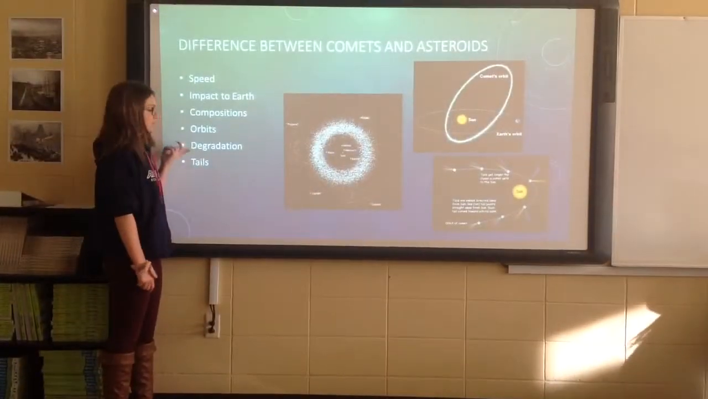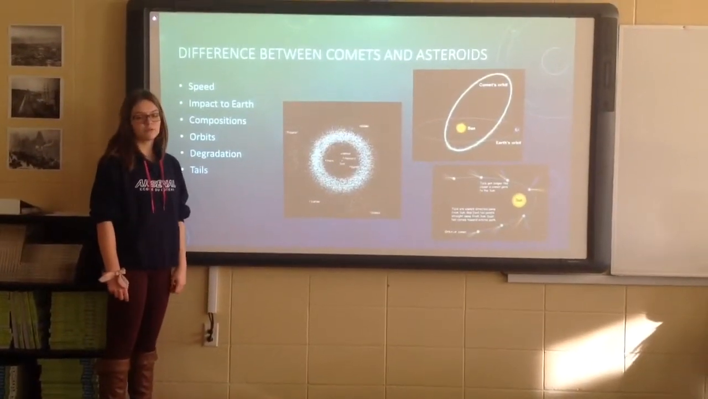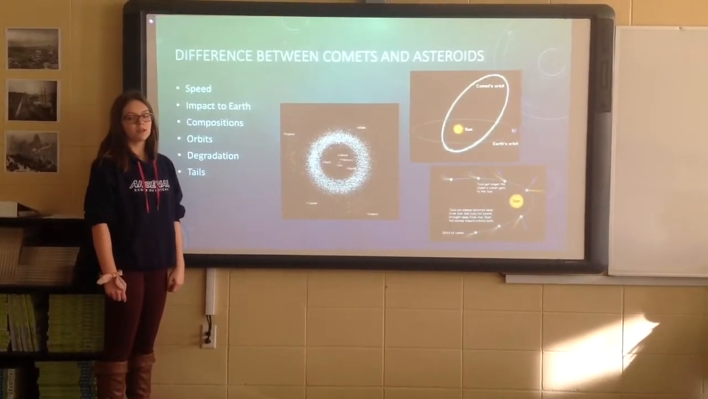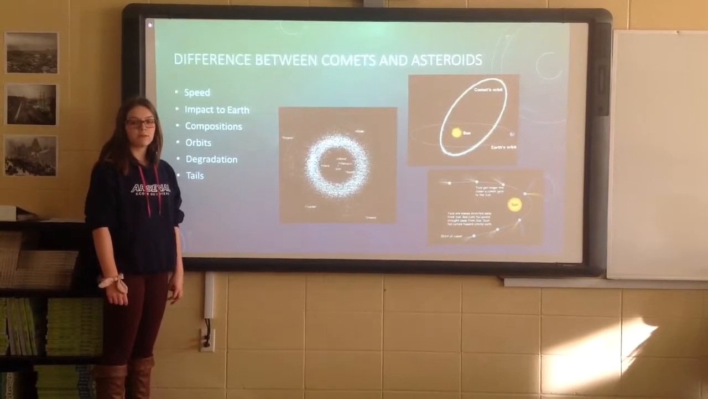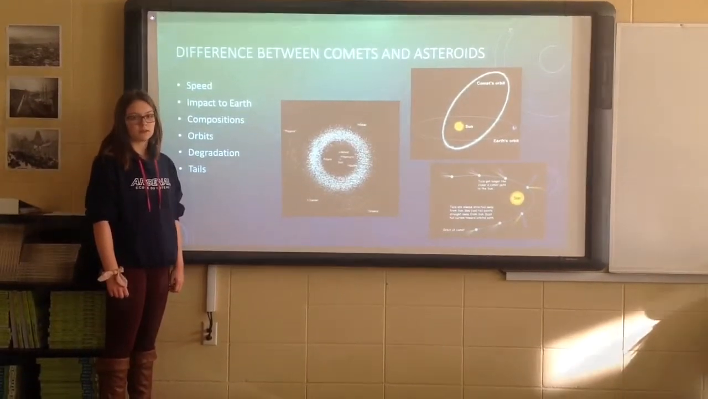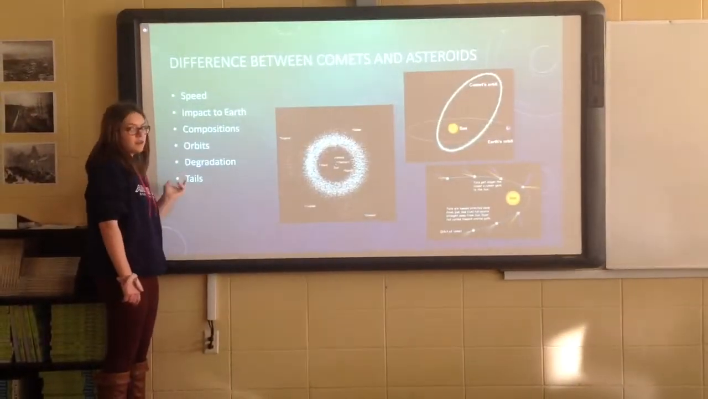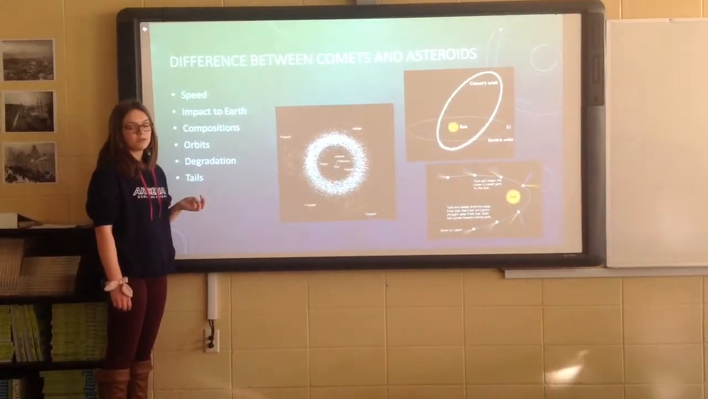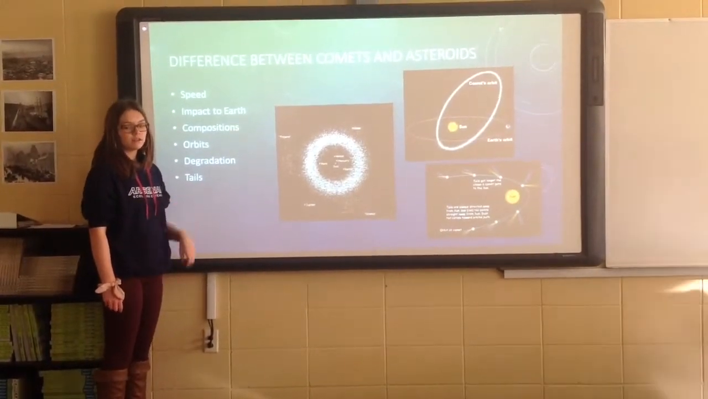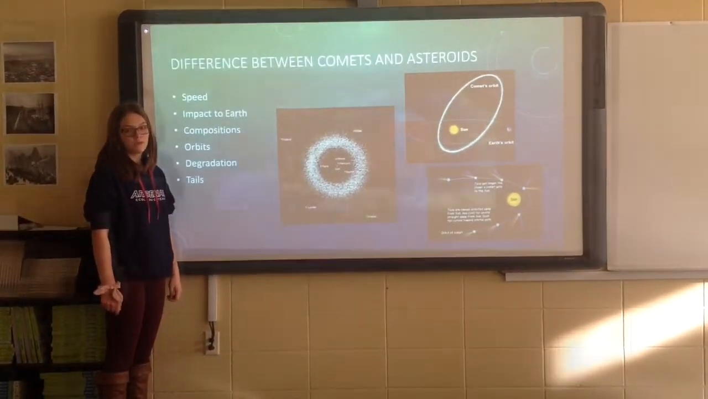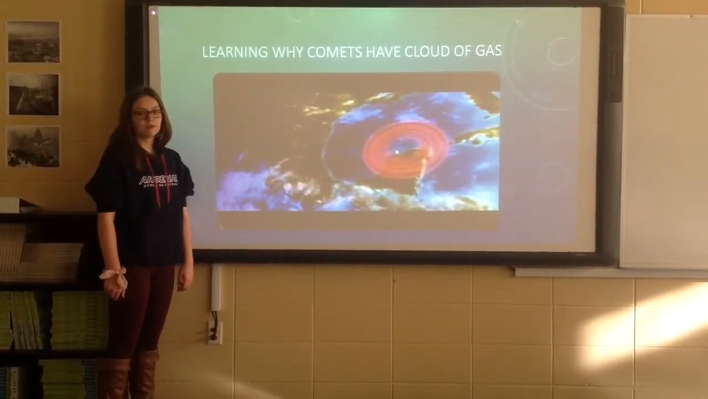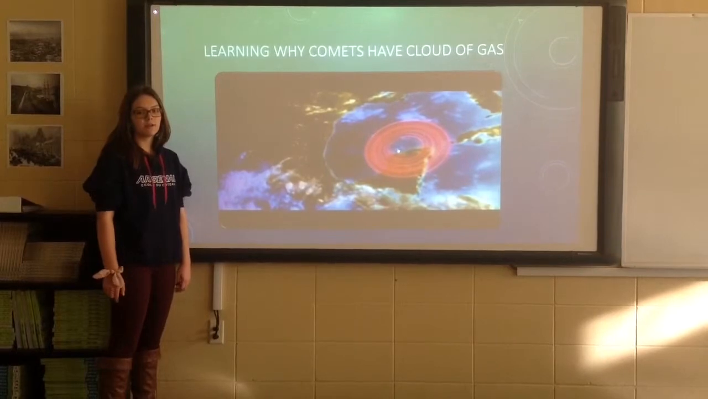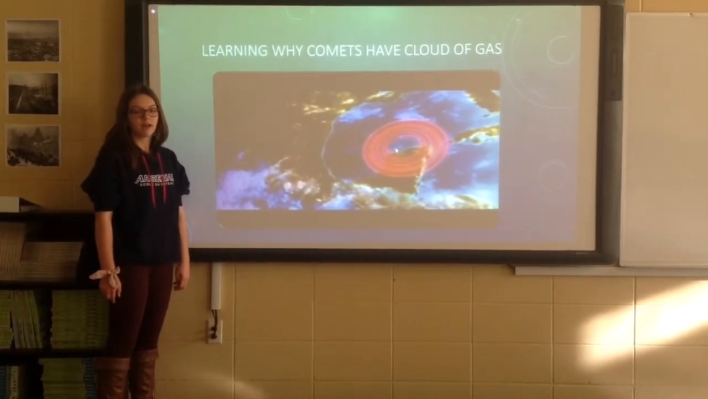Fifth, their degradation. When comets come closer to the Sun, they lose material because some of their ice melts and vaporizes. Asteroids typically remain solid even when near the Sun. Sixth, tails. Comets have tails always pointing away from the Sun, whereas asteroids generally don't. When we searched for our project, we found a beautiful video that showed us how to create an asteroid and the reaction that it has with the Sun.